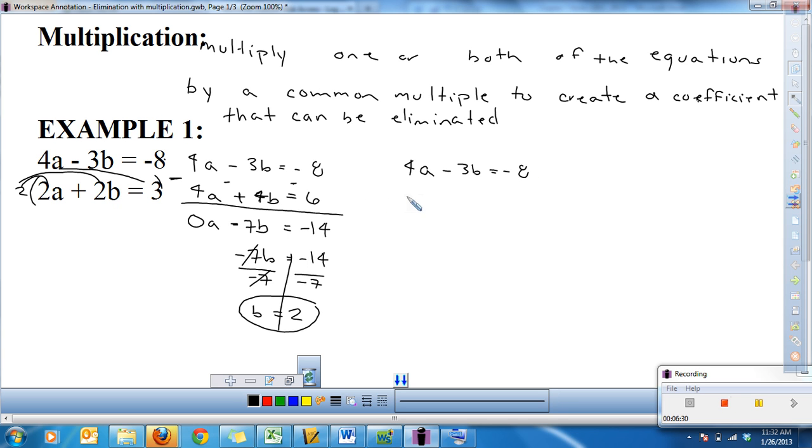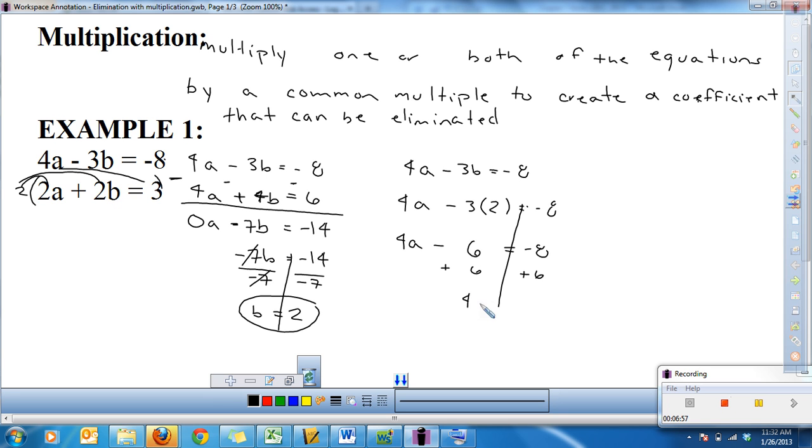I know that b is 2, so I'm going to put 4a minus 3 times b, and b is positive 2. I'm going to go ahead and see if I can simplify anything, and I notice that I can do 3 times 2. 3 times 2 is 6. This is now a two-step equation. How do I get a alone? First, I'm going to add 6 to both sides.